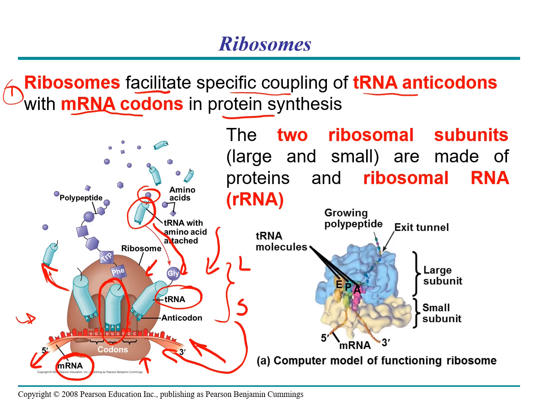So here you can see the computer model of a functioning ribosome. And as I said, there are two subunits: a large subunit in blue here, and a small subunit here in white. Here you have, as I said before, the tRNA molecules and the messenger RNA that are both going to get inside. And here you can see the growing polypeptide, and here you can see the exit tunnel where the polypeptide is going to go outside.